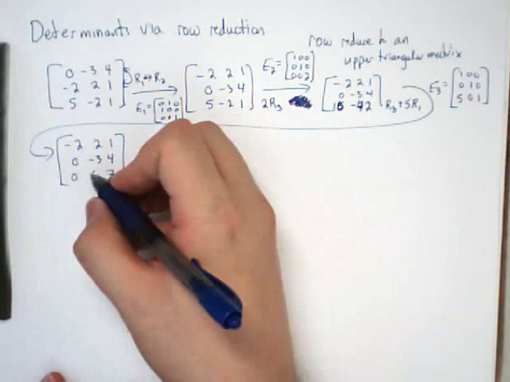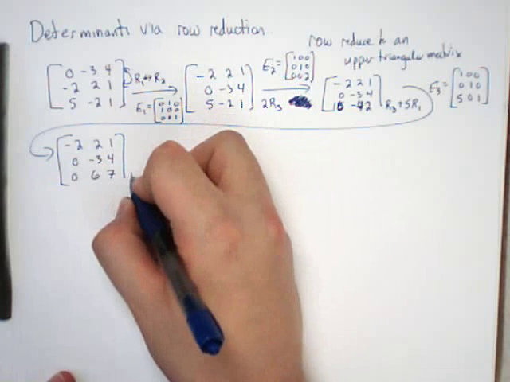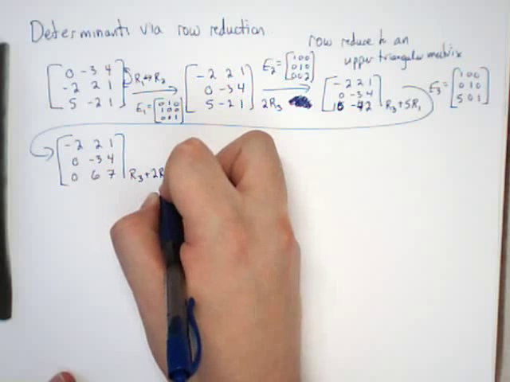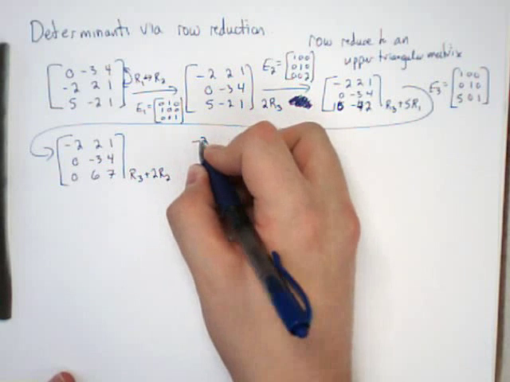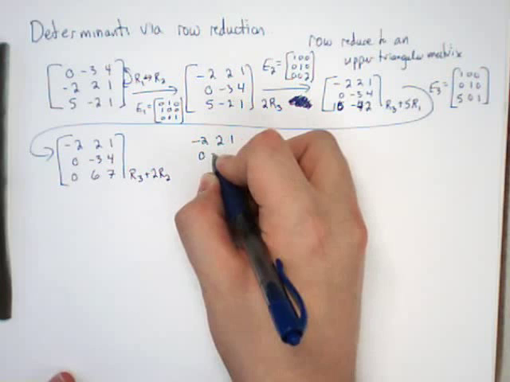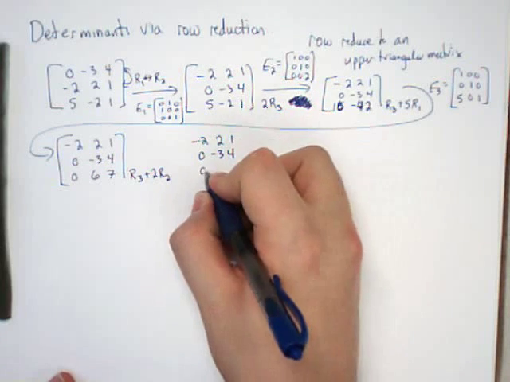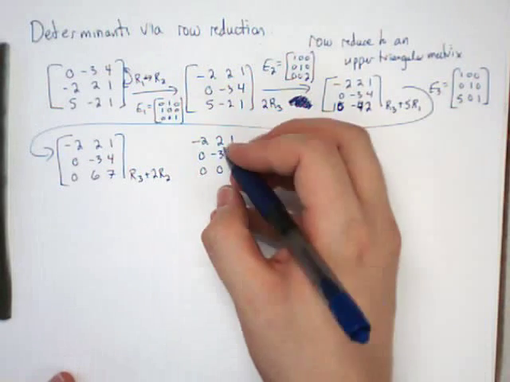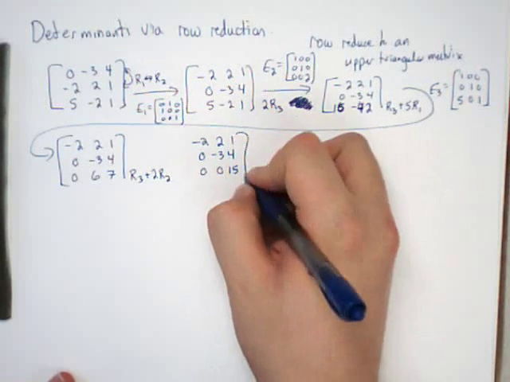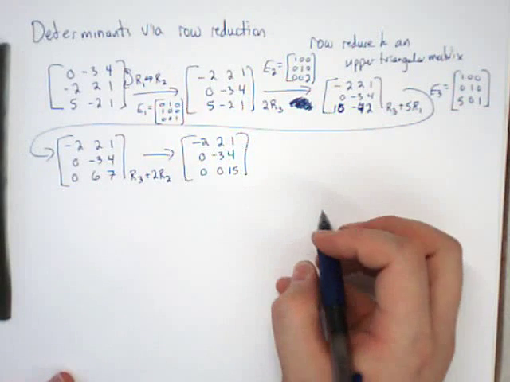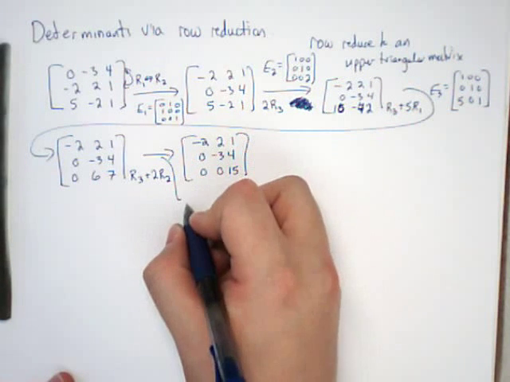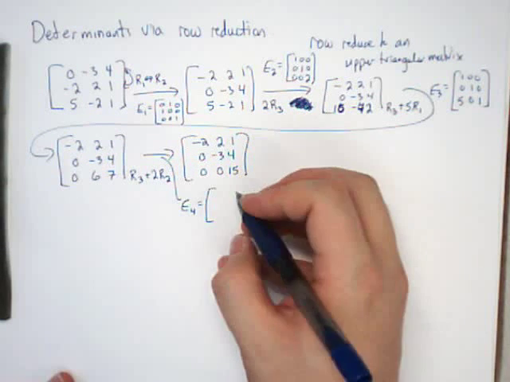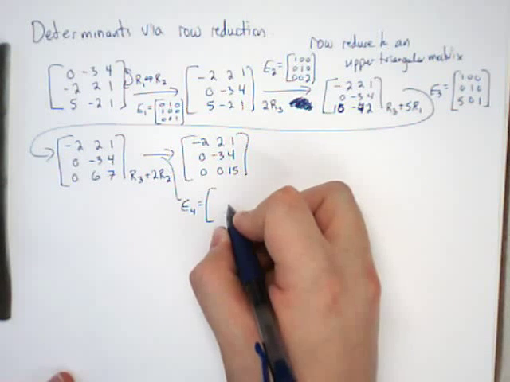So now we keep on going. I'd like now to make the 6 disappear. Well, that's just row 3 plus 2 times row 2. And we get -2, 2, 1, 0, -3, 4, 0, 0, and that one plus 2 of those makes that 15. Okay, this is now upper triangular. The last elementary matrix, I'll call it E4, was let's take row 3 and add 2 of row 2.